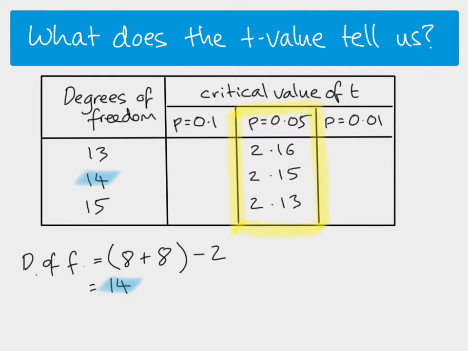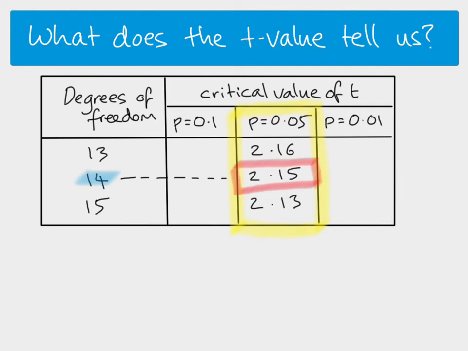So when you look at the table, you'll see values here. These are the critical values of t. And again, you have to know where to look in that table so you can compare the t value you have calculated against one of these. Because we've worked out that we've got 14 degrees of freedom, and we know that we need to look at the p equals 0.05 value, that means this is the critical value of t, which is important for us, 2.15.